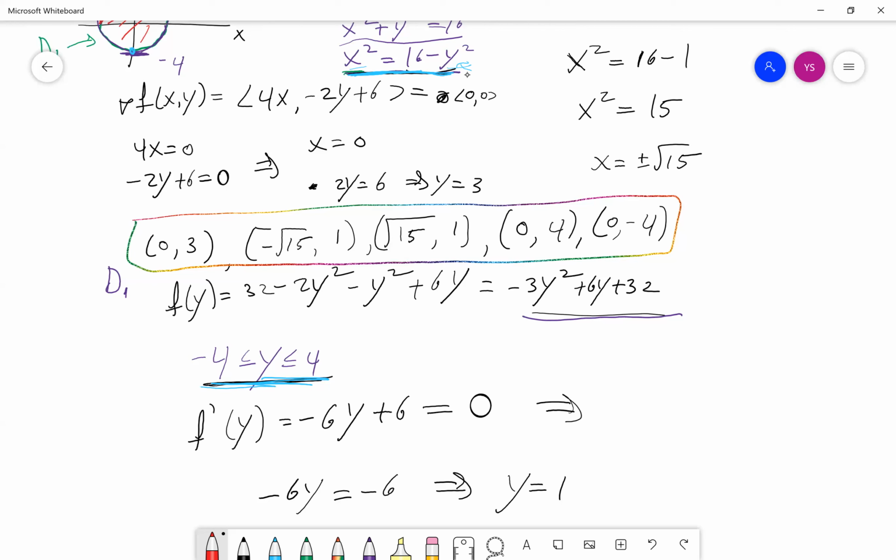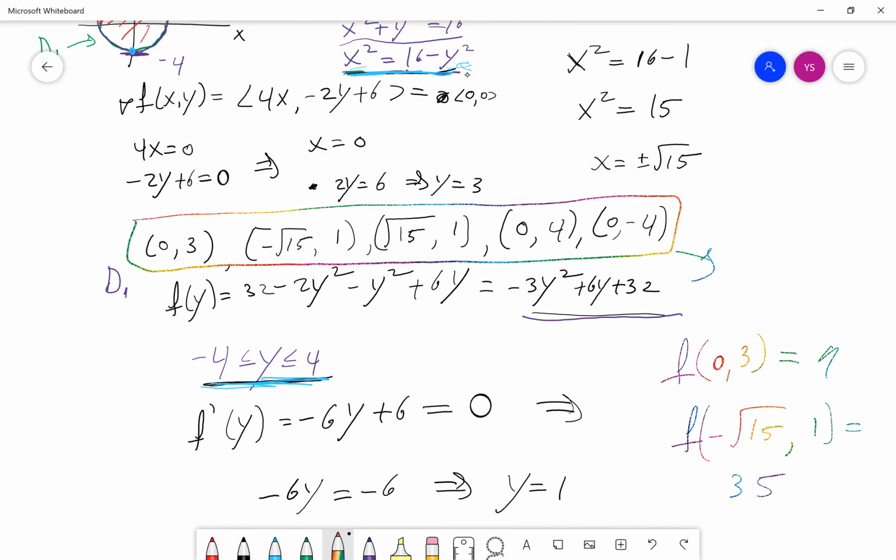Okay, anyway, the last step that you need to do is plug these points into your F. So you need to plug them all in and see what values you get. So let's say F of 0, 3 is equal to 9, okay? Let's do one more. F of the negative of the square root of 15 and 1, that is equal to 35.